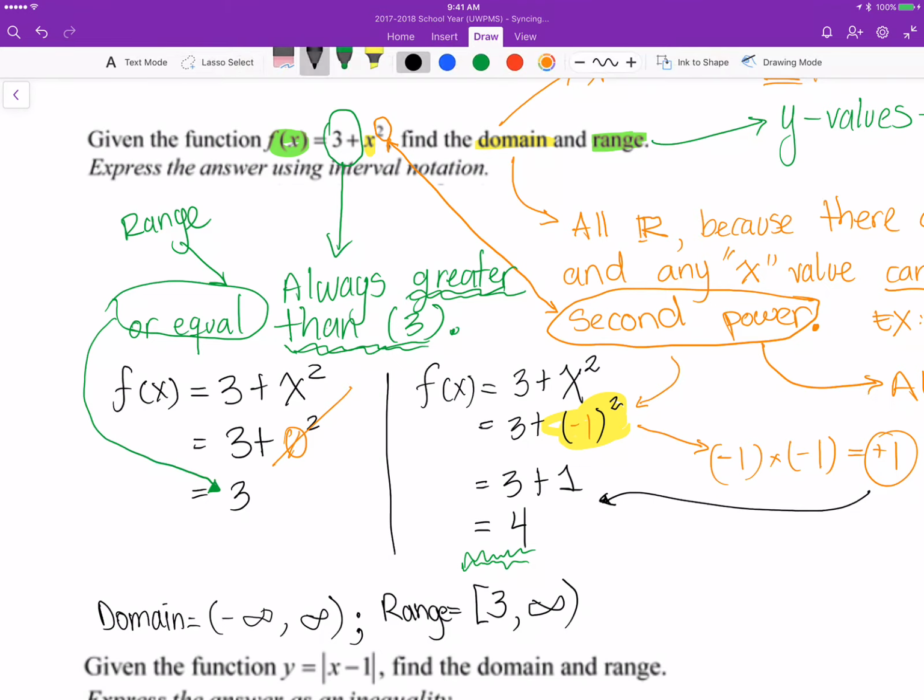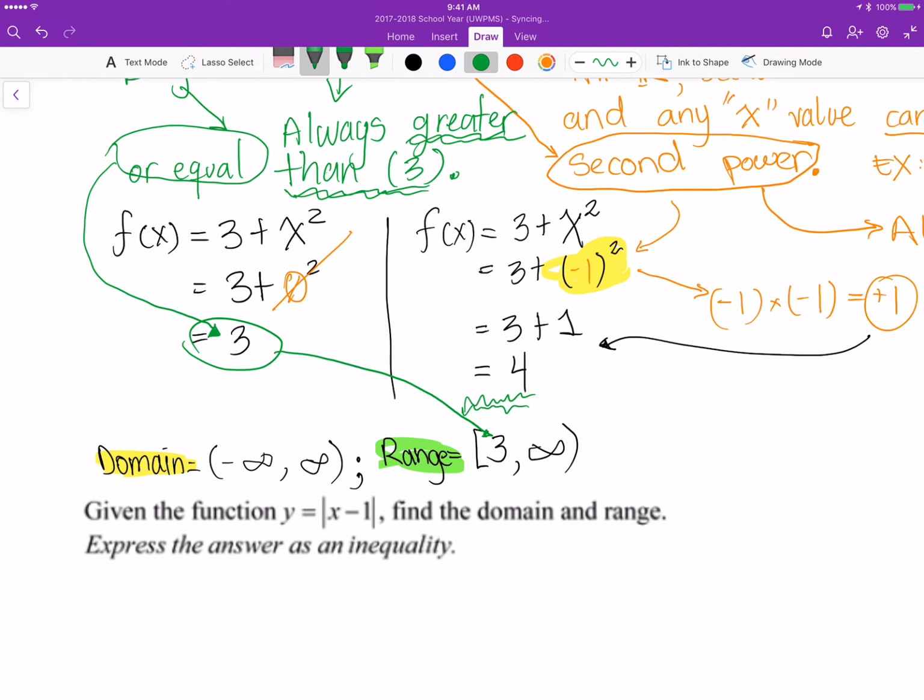Okay. Be sure that you use the colors so that you can trace your thinking back. Again, this 3 right here comes from here, and the infinity, positive infinity, is this part.